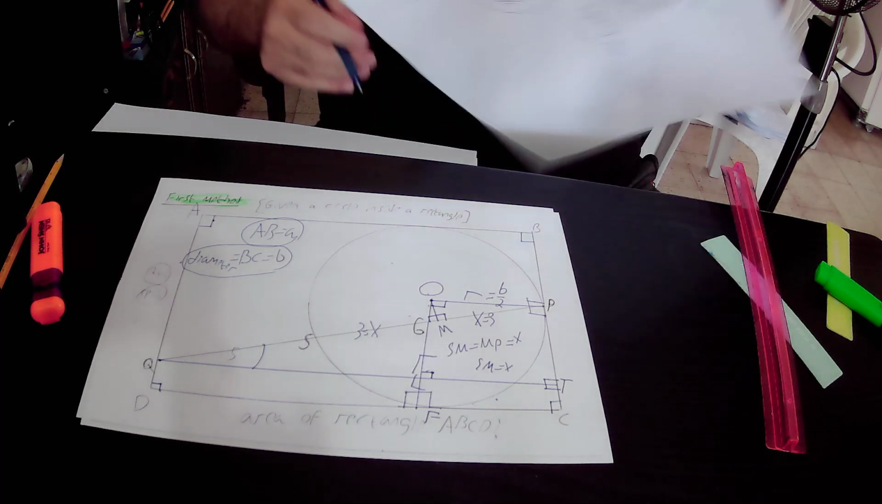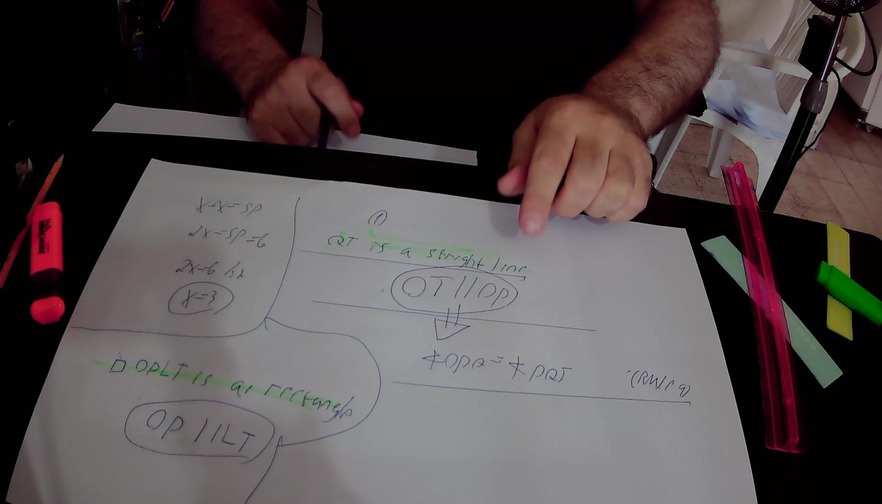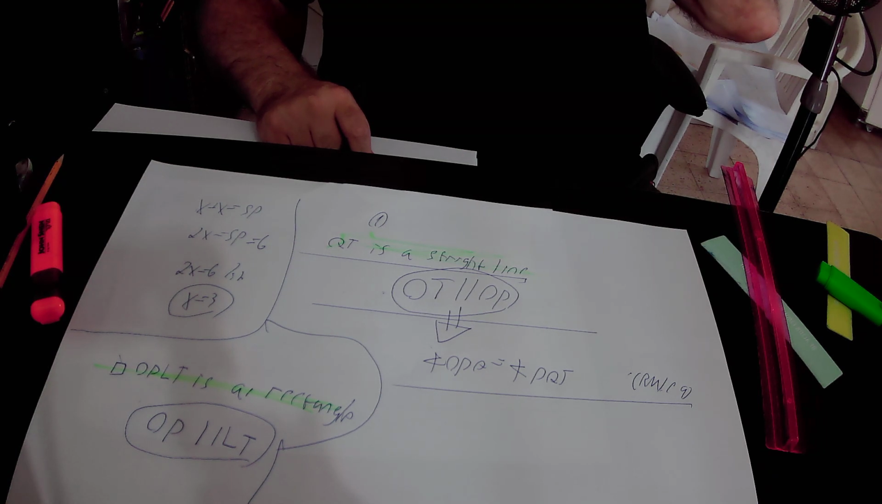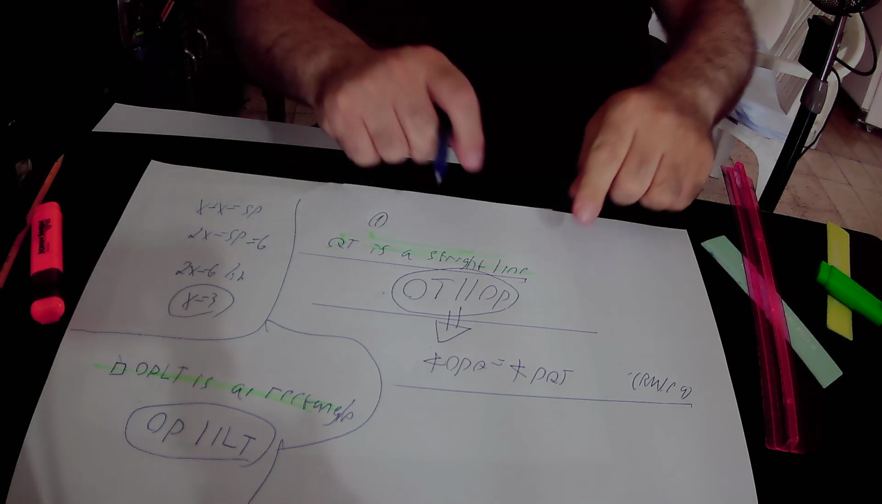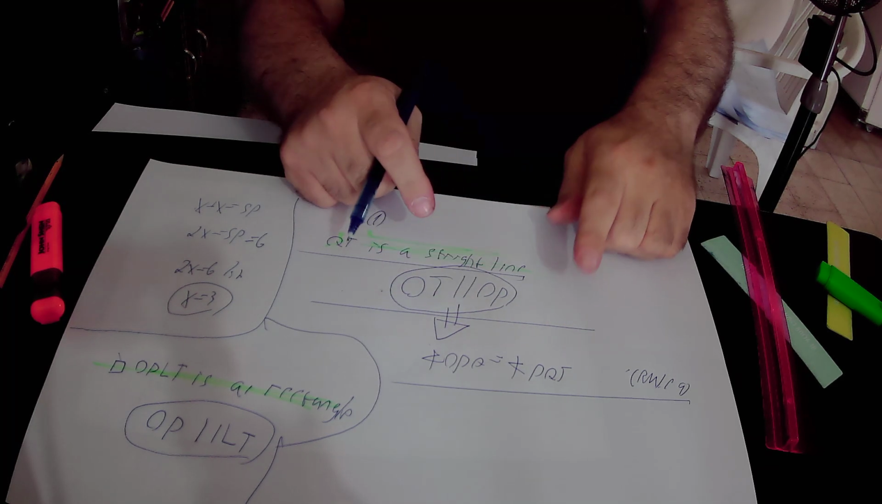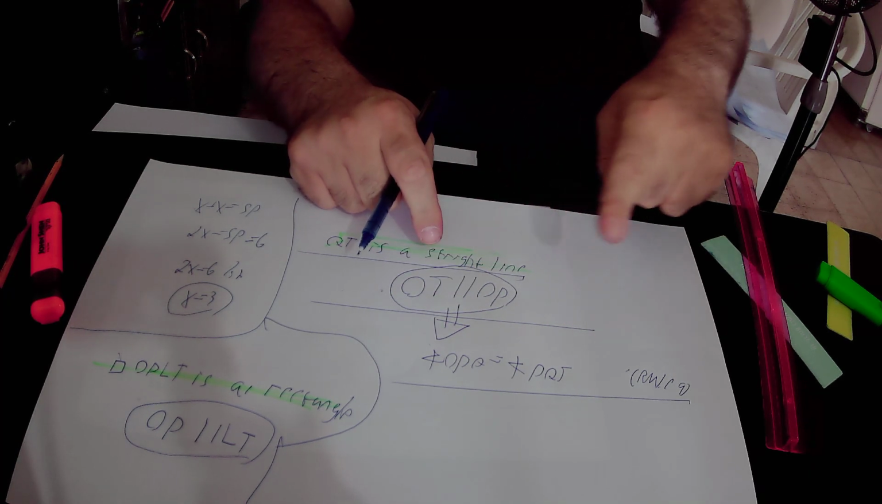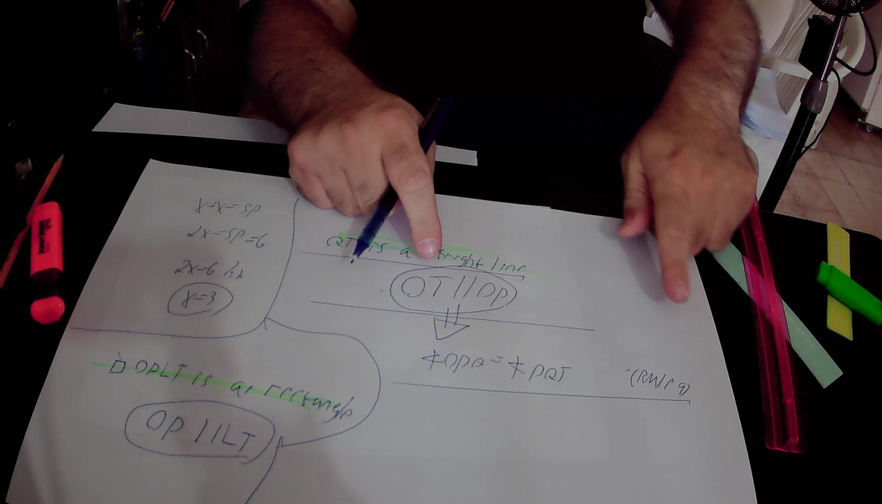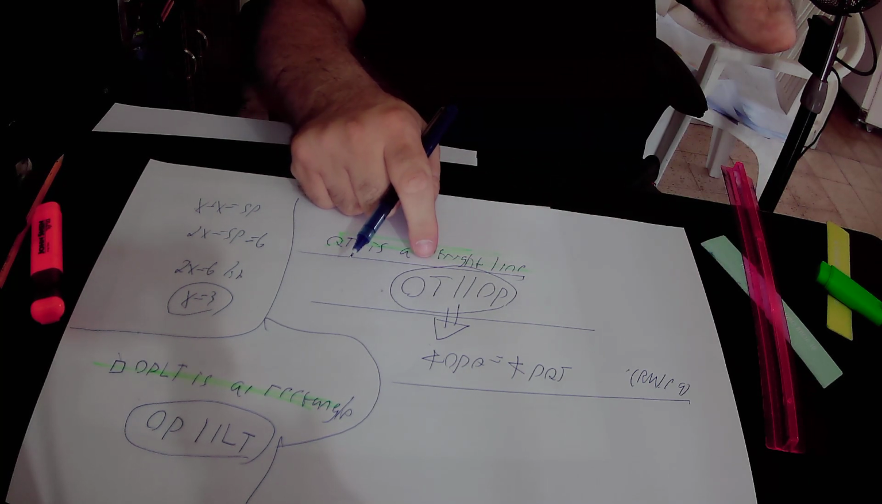I repeat again, angle OPQ equals angle PQT. Why? Because those angles are two alternating angles that are located between the parallel lines OT and PQ, OT and OP, therefore they are equal to each other according to rule number 9.